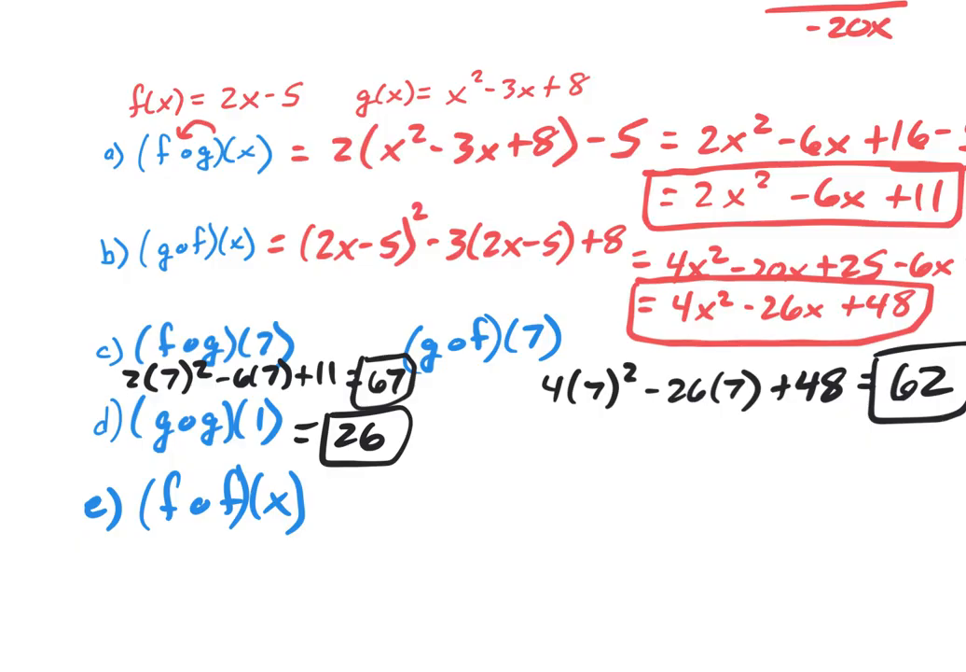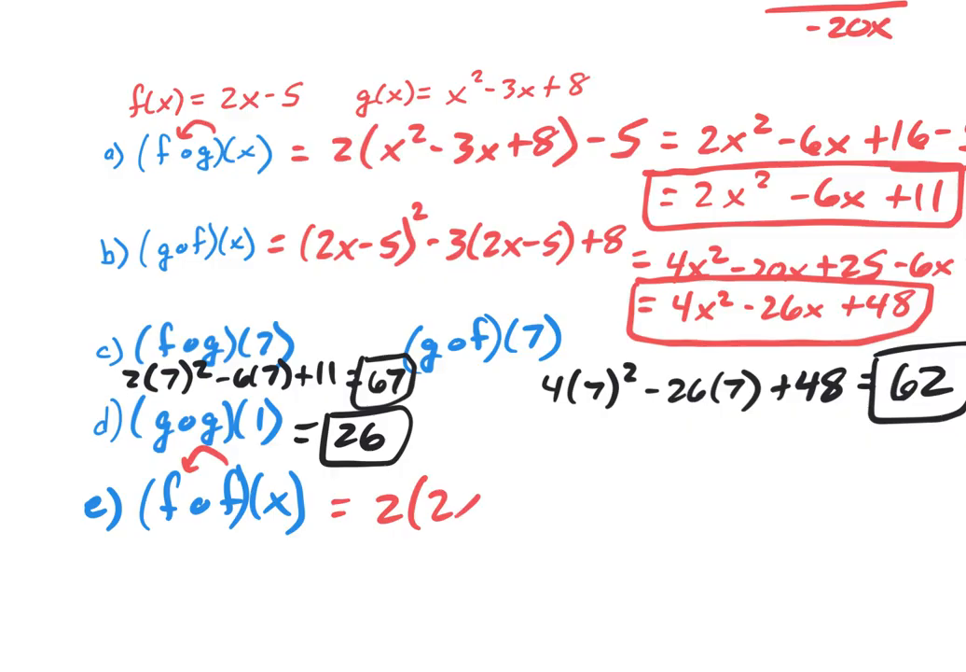Okay, but then on E, it's basically the same problem. We're only using F here, but we're not putting in a value. I'm not taking a number, putting it into F, and putting it into F again. If I had a number there instead of X, then I would just take that number and put it in. Here, when I plug X into F, I just get 2x minus 5. So really what we're doing in this one is taking F and plugging it into itself. We're going to put F back into F. That's it. Well, F is 2x minus 5.